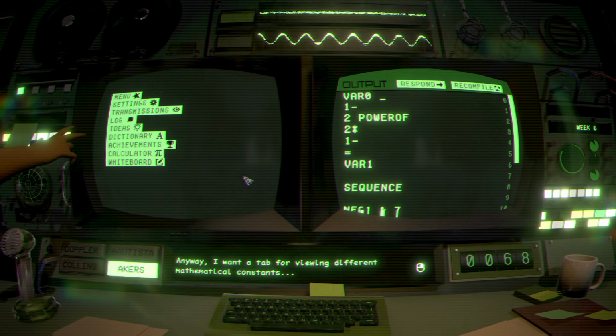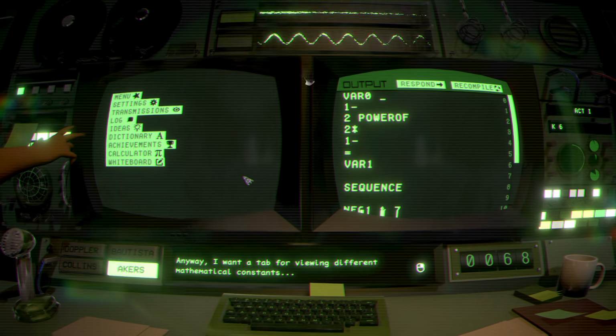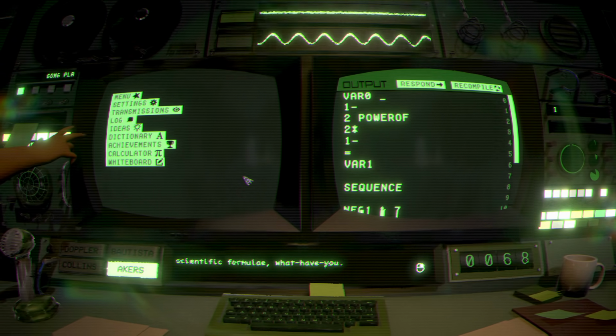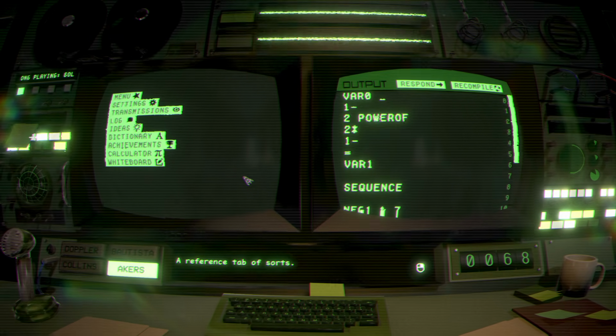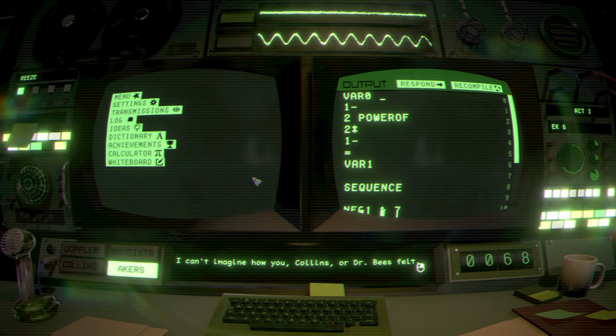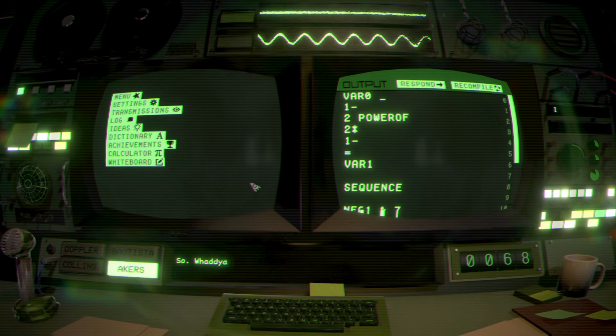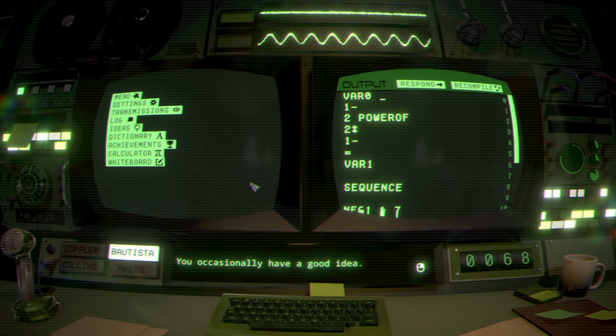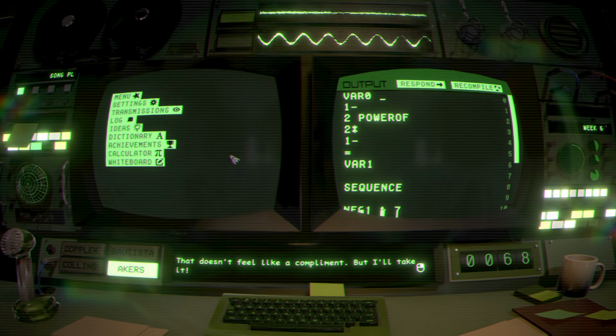Huh, didn't picture that. Anyway, I want a tab for viewing different mathematical constants, scientific formulae, what have you. A reference tab of sorts. Past few transmissions, even I was a little stuck. Can't imagine how you, Collins, or Dr. Bees felt. Humble as ever. So, what do you think? You occasionally have a good idea. It doesn't feel like a compliment, but I'll take it.